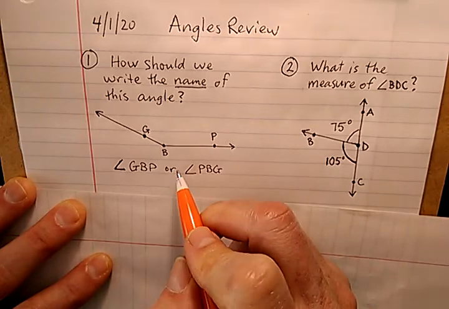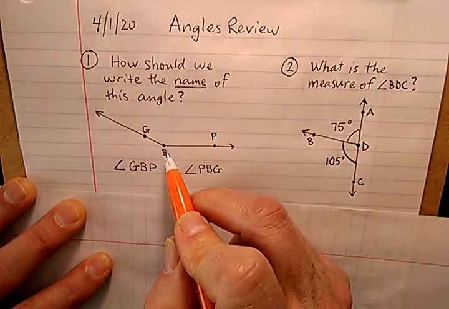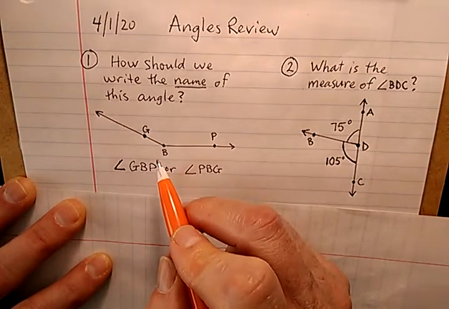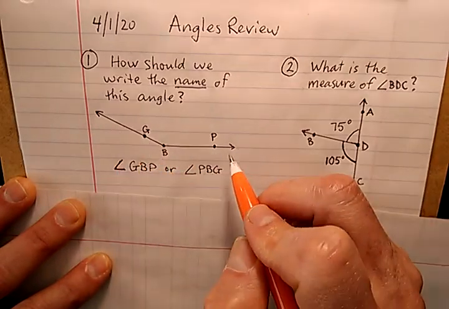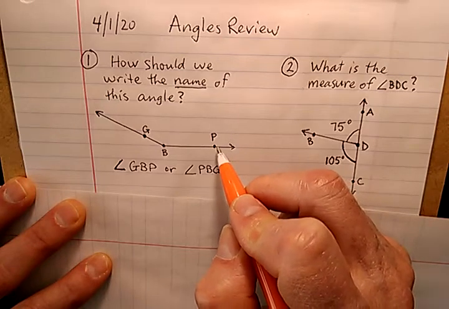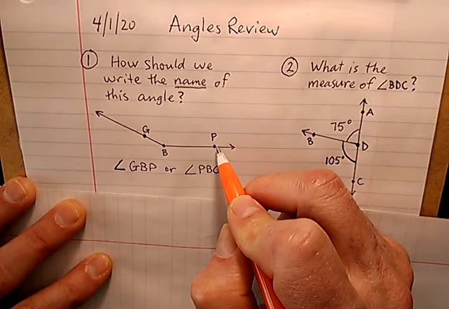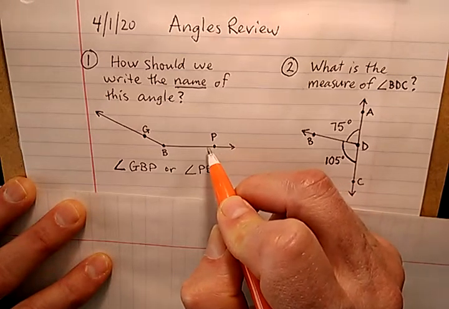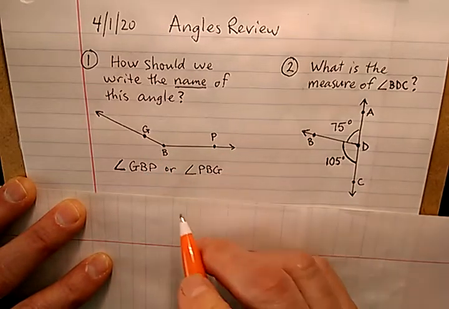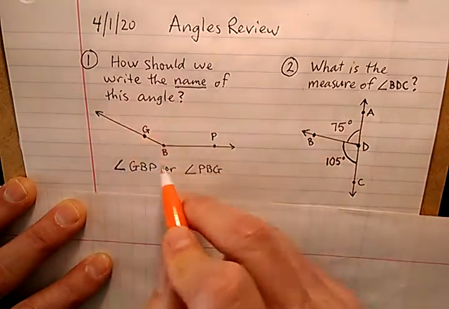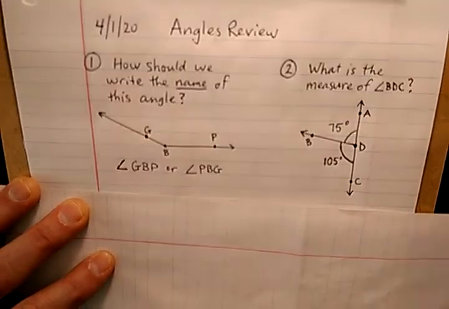We cannot call it something that starts with B though. So you can't say that it's angle BGP because that wouldn't be in order. You need to be able to trace it with your pencil without picking your pencil up. So if I start with P and go to B and then G, I can do that without raising my pencil. So those are good names for that angle.